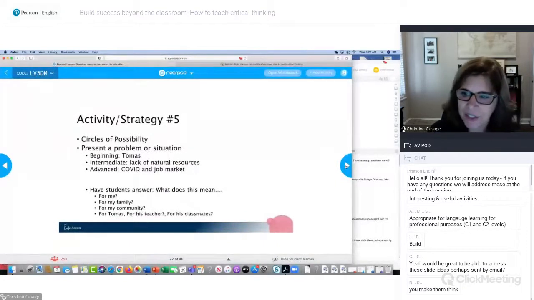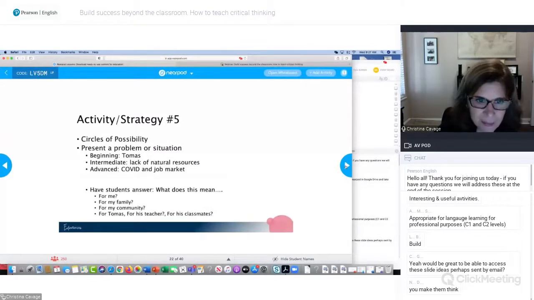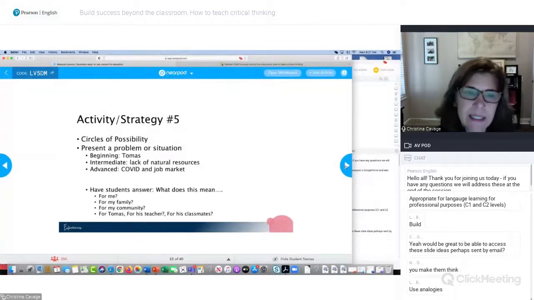The next strategy we have here is what I call circles of possibility. And I love this one. It came out of a session I attended years ago at TESOL, where you are presented with a problem or situation. So you may remember on an earlier slide, Thomas and him coming late for class. That would be a problem or situation.